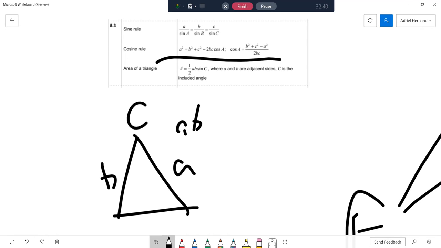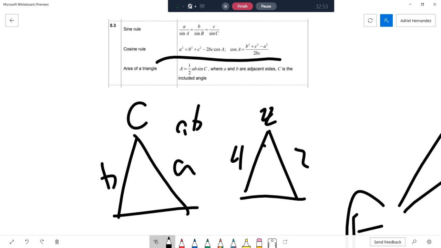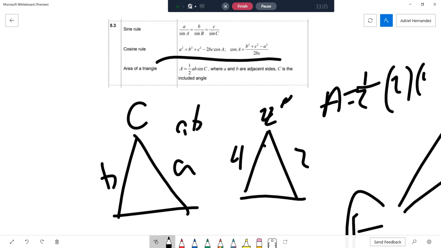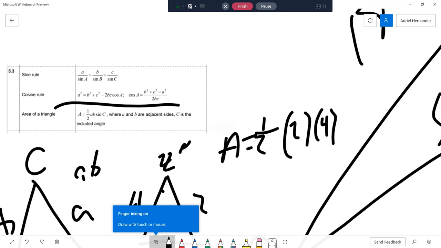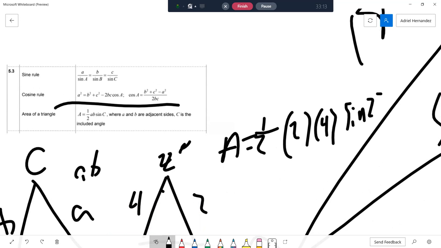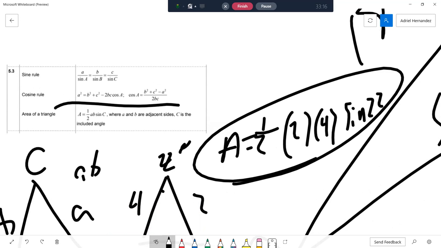And all you're going to want to do is plug in. So say this is 2, this is 4, and this is 22 degrees. All you're going to do is use this formula. I use this all the time. This works for every single triangle. So all you're going to do is plug it in for 1/2 times 2 times 4 times sine of 22, and boom, that's going to be your area of a triangle.